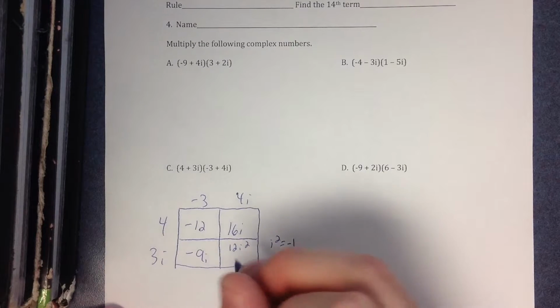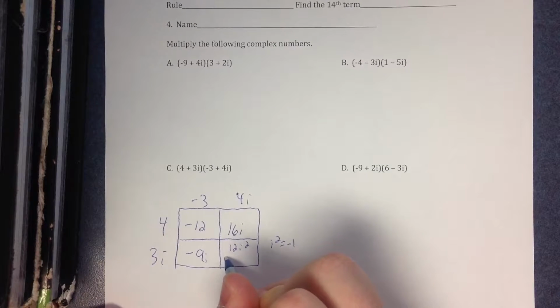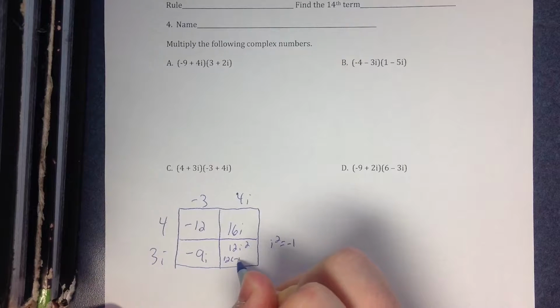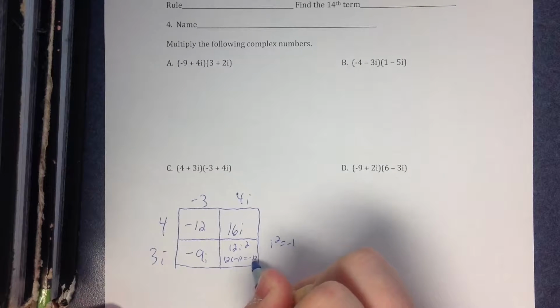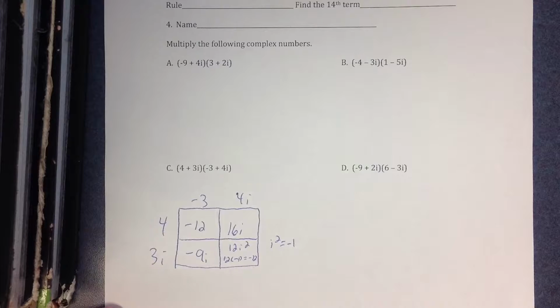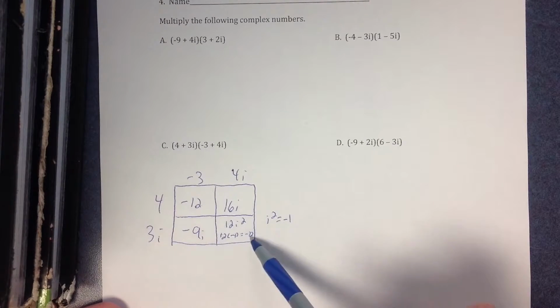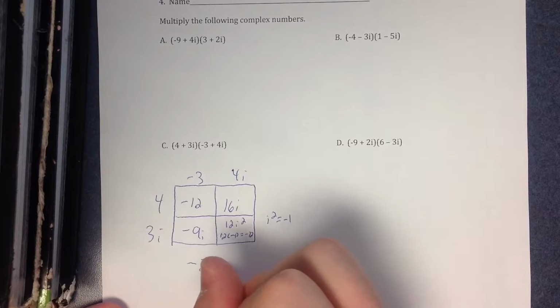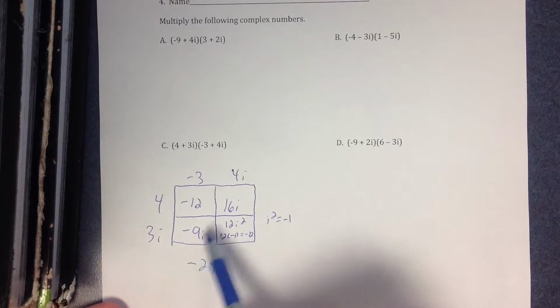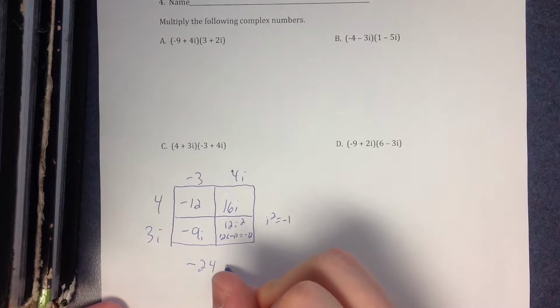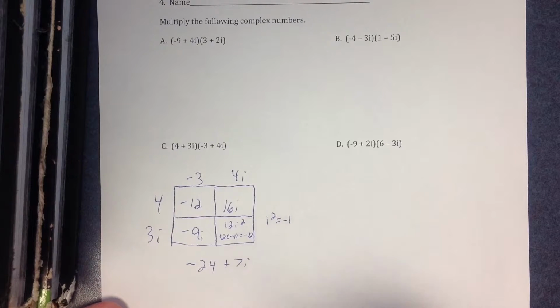Okay, so if i squared equals negative 1, this means 12 times negative 1, which is negative 12. So it's going to change that from a positive 12 to a negative 12. Now if we combine like terms, we got a negative 12 and a negative 12, which is negative 24. Negative 9i plus 16i is positive 7i.